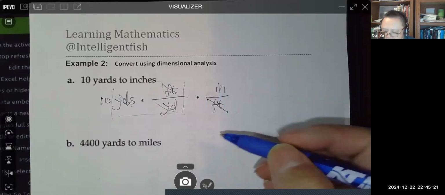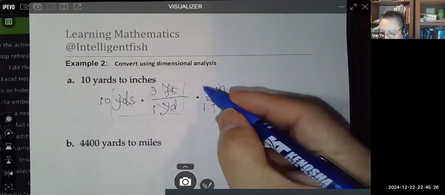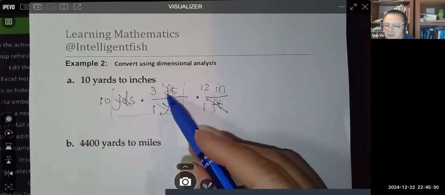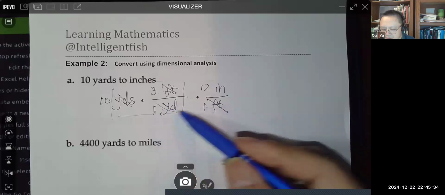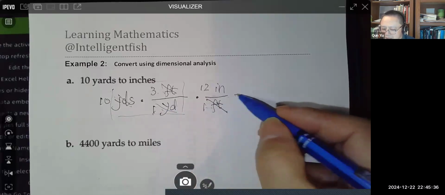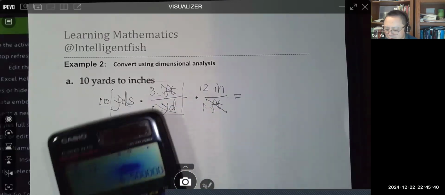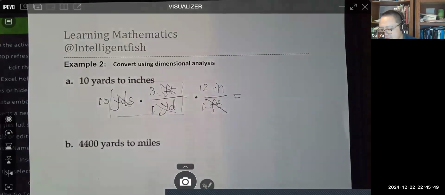Now put in numbers. 1 yard, 3 feet, 1 foot, 12 inches. Multiply everything on the top because everything on the top are multipliers, divided by anything on the bottom. They both are 1, we don't need to divide them. So basically, we just multiply these three numbers together, 10, 3, 12. 360 inches.